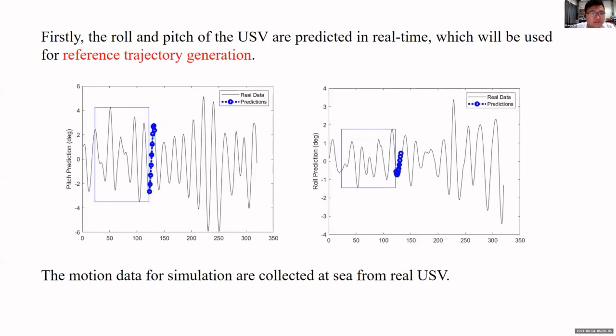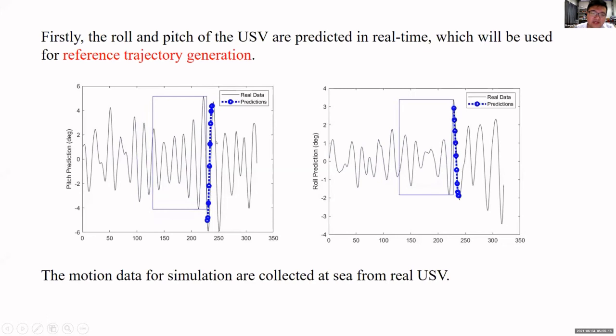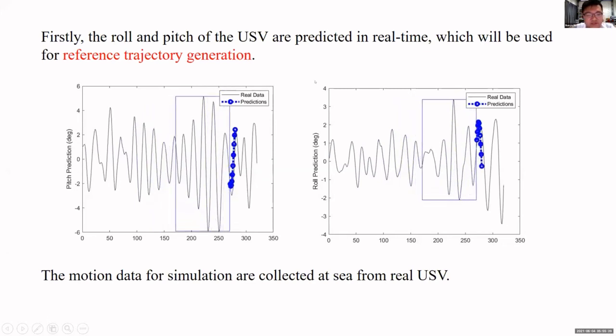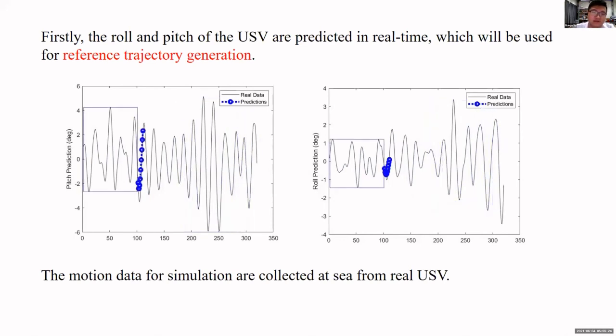In this framework, firstly, the roll and the pitch of the USV are predicted in real time. And the black line is collected data from a real USV, and the blue lines are the predicted motion. We can see that the predicted motion agrees with the real motion, which will be further used to generate the reference trajectory for the MPC controller.